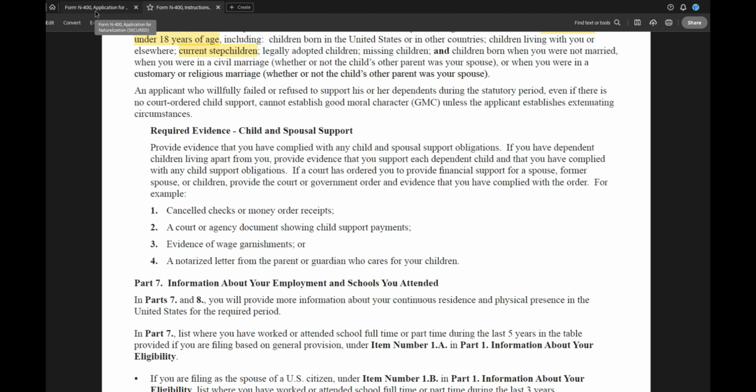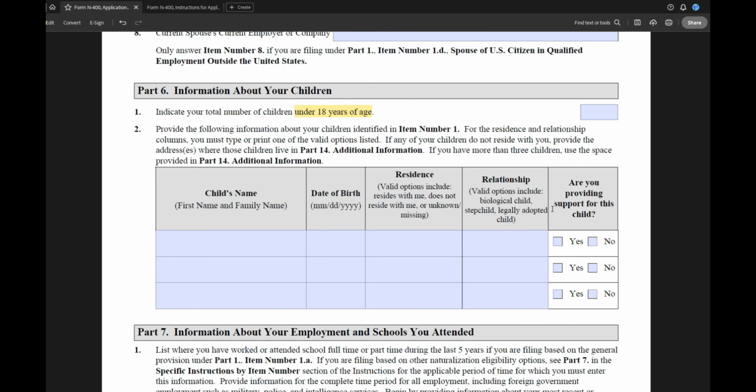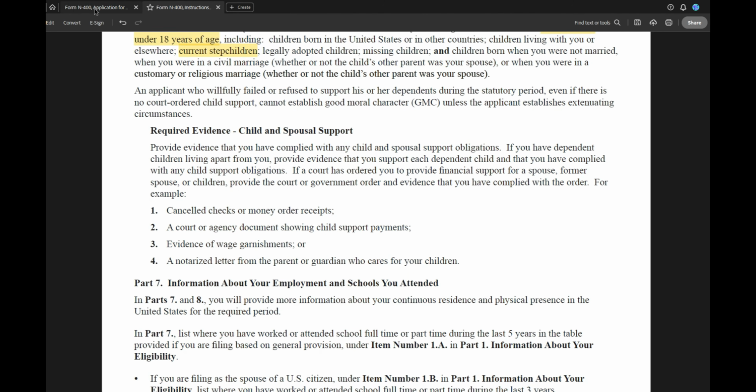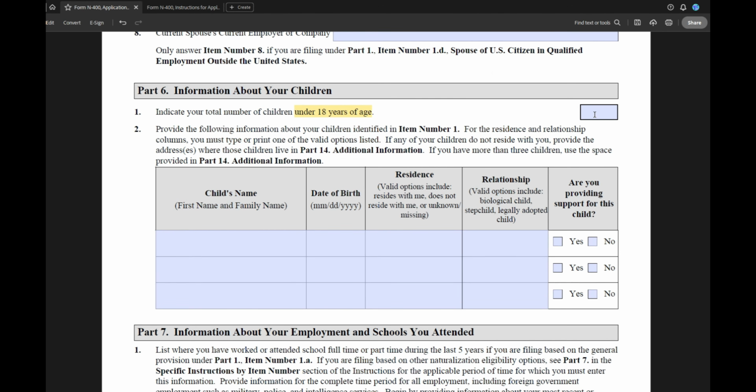So it doesn't only mean whether or not you claim this child on your tax returns. It means the general support for this child. If you have more questions, you should review the form instructions. But let's say in our case, we have no children, so it is acceptable to write 0. It is also acceptable to leave this blank, and then after you print this application, write none.